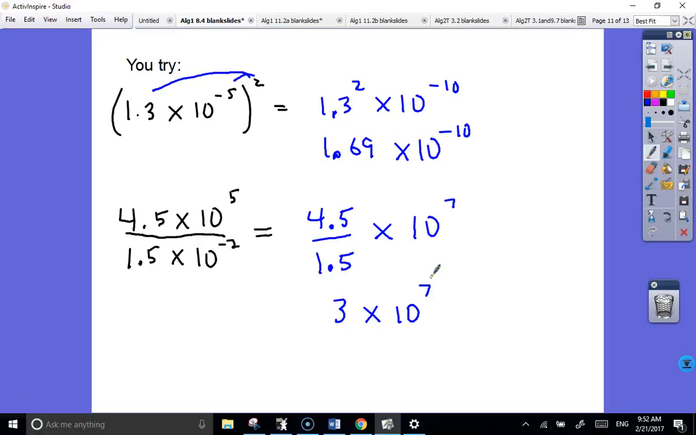I think the main point of this lesson is just tying the properties of exponents to this. Because we probably won't see too much scientific notation. But when you get to chemistry, for sure, they're all over that.